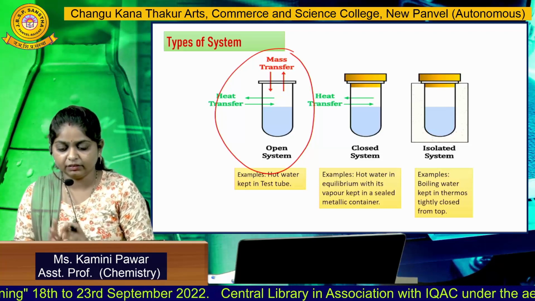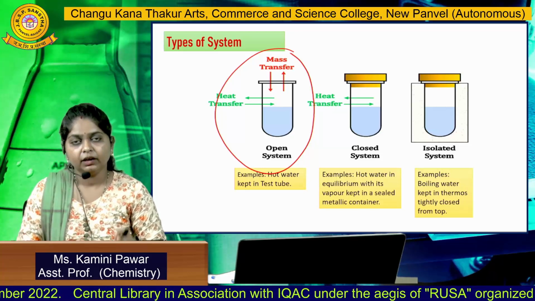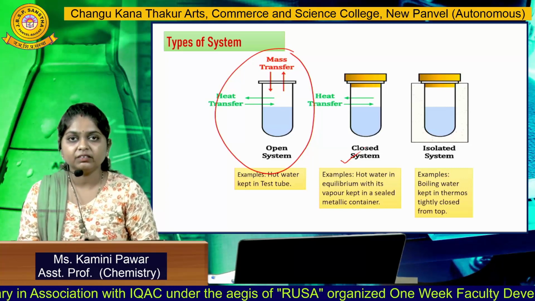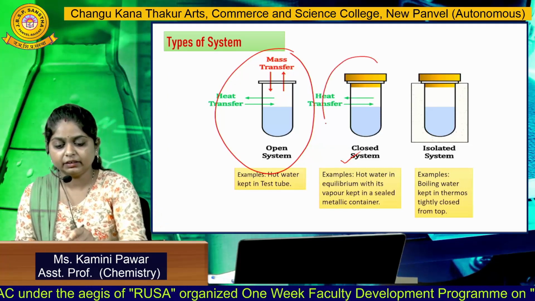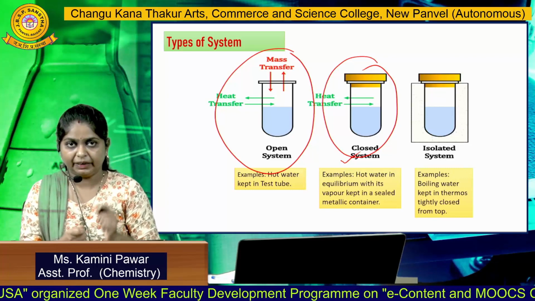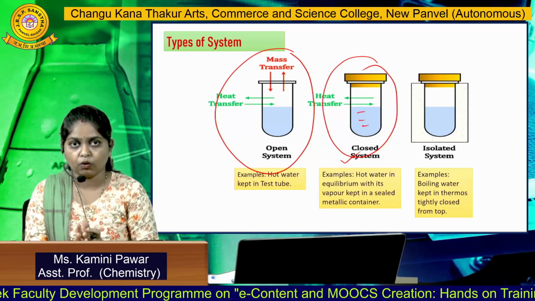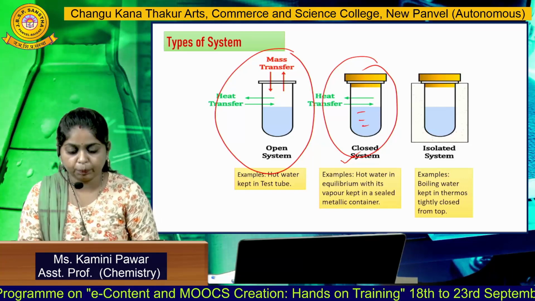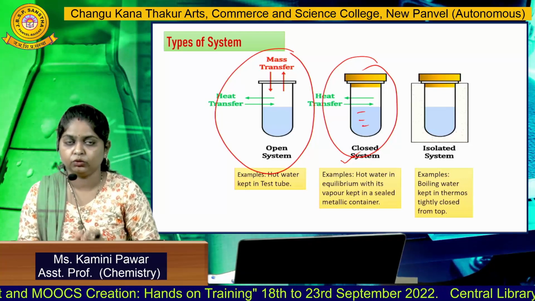So an open system is a system in which both energy and matter can transfer. Then we have the next one, the closed system, in which only transfer of energy takes place. You can see in the figure, this is hot water which we kept in a sealed metallic container, and after some time you can see that the hot water gets converted into normal water. That means the transfer of heat takes place. So a closed system is one in which only the transfer of energy or heat takes place.